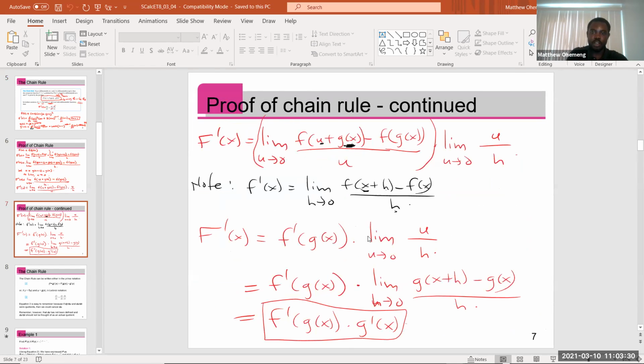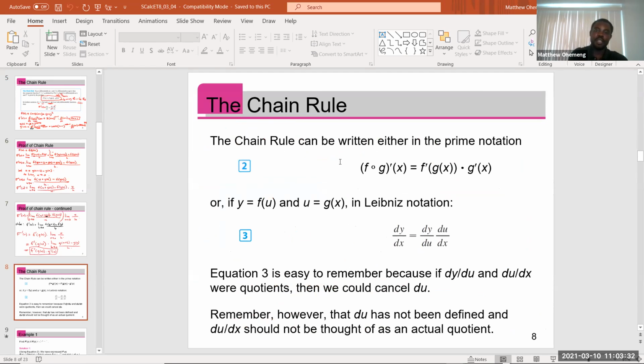Okay, so we've already shown this proof. And then I said that the chain rule can be written in prime notation, and that's the one we are going to use in this class. So in prime notation, if you have a composition and you're trying to get a derivative, differentiate the outer function, plug in the inner function, times the derivative of the inner function. So you can do it this way.